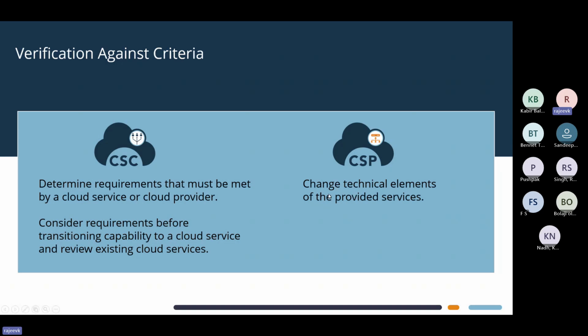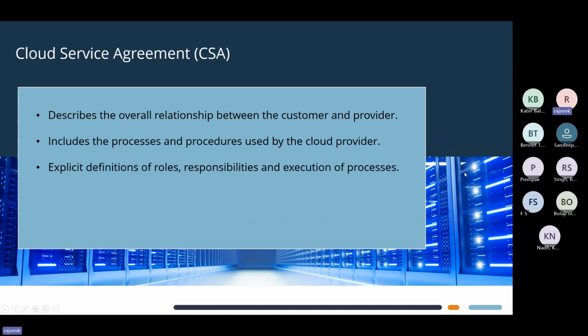And the CSP changes technical elements of the provided services. We are not concerned about the CSP's decision right now. Our concern is mostly on the consumer side: how are we picking the solution? If I'm picking a solution, what are the things we have to look for? Like the cloud service agreement between the customer and the provider, which is going to include who is responsible for what, and how we execute the services offered by the provider.